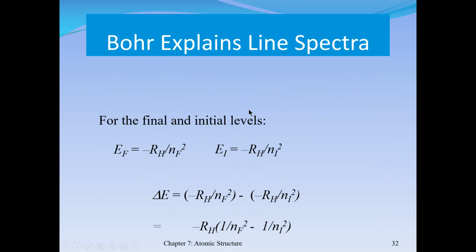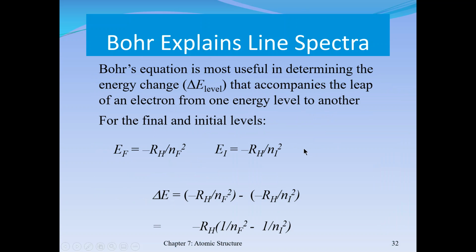Okay, so based on that equation, we can use the Bohr model to explain the line spectra that we discussed earlier, right? Basically, according to the Bohr model, whenever you have an electron making a transition from one orbit to another, there'll be a corresponding emission or absorption of energy, which would be equal to the energy difference between the two energy levels. So the energy difference will be given by delta E.